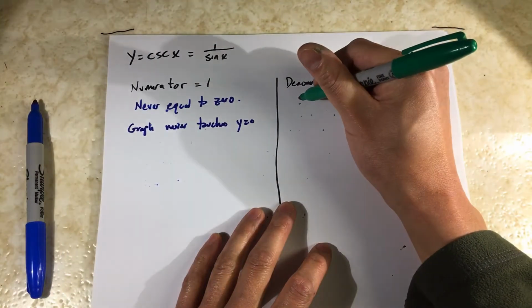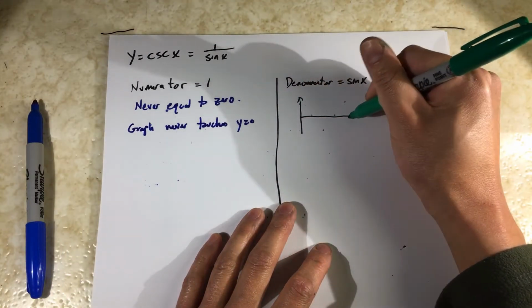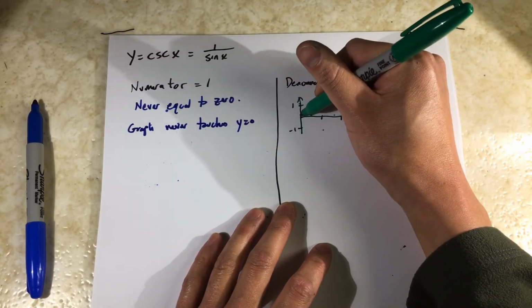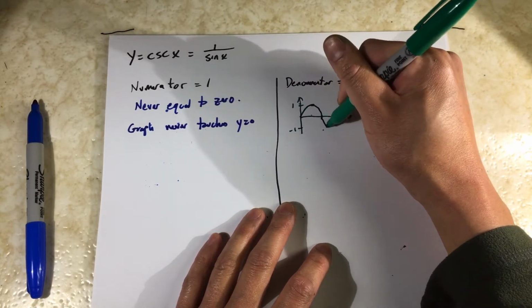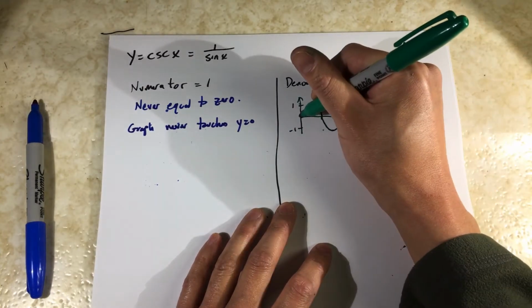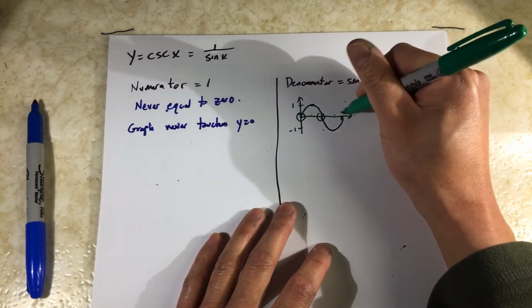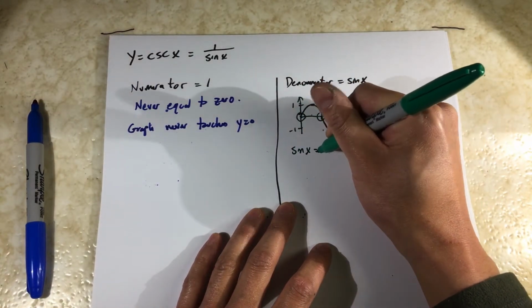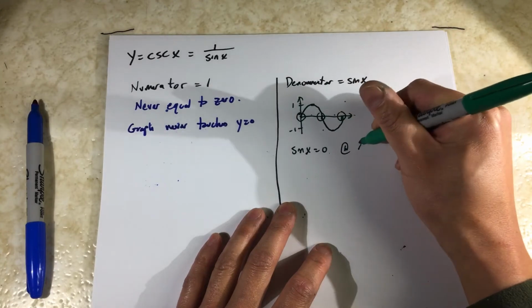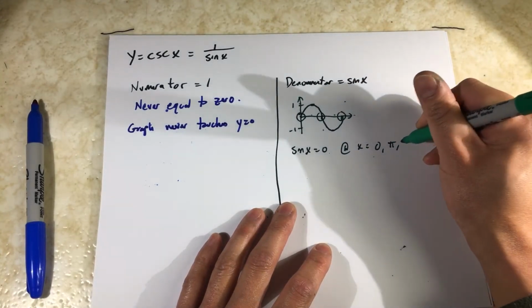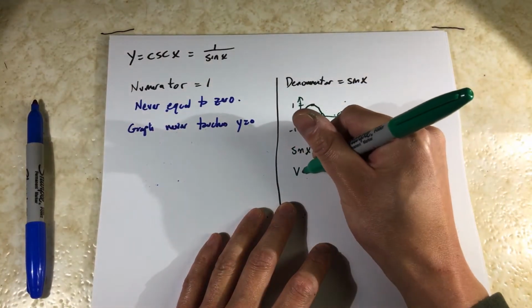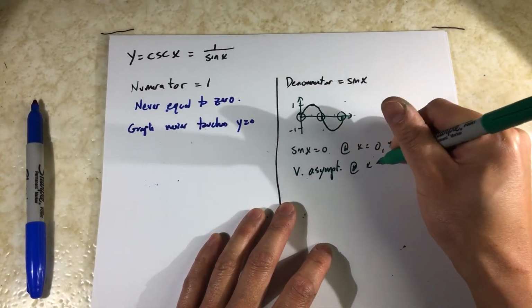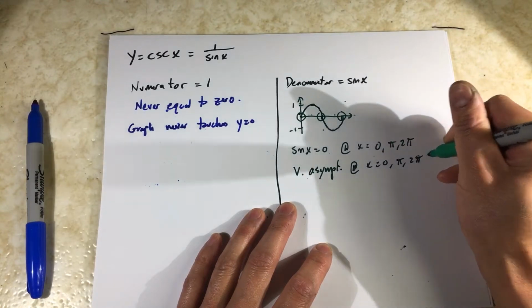So the denominator equals sine x. So we know what sine looks like. So we were looking at the zeros here, here, and here. And so sine x equals 0 at x equals 0, pi, and 2 pi. So that means that you have vertical asymptotes at x equals 0, pi, and 2 pi.